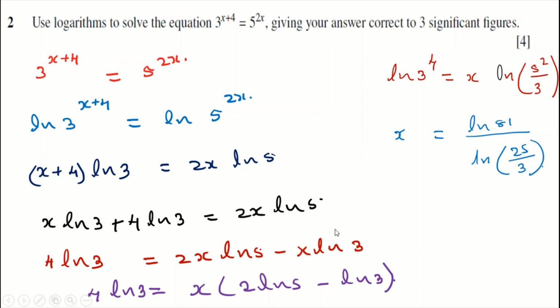Now we take the x terms to one side and leave the other terms on the left hand side: 4 ln 3 is equal to 2x ln 5 minus x ln 3. Now take this x out: 4 ln 3 equals x times (2 ln 5 minus ln 3). Then you can apply the log rules here again and write it as x times ln of 5 squared over 3. Therefore x is equal to ln 81 divided by ln of 25 over 3.